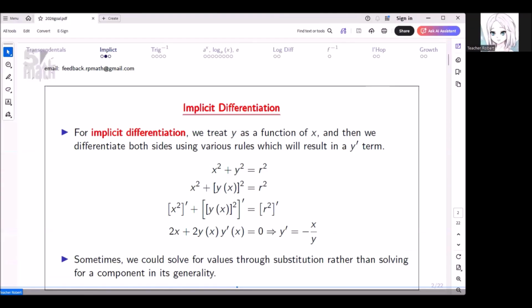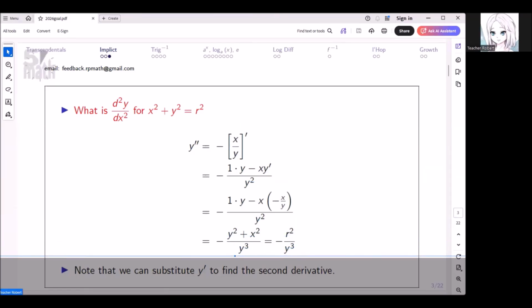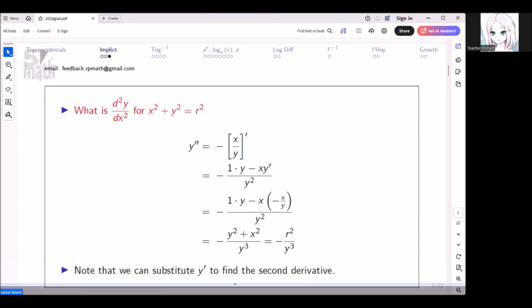Sometimes we could solve for values through substitution rather than solving for a component in its generality. What is the second derivative for x squared plus y squared equals r squared? We have the following. Note that we can substitute y prime to find the second derivative.